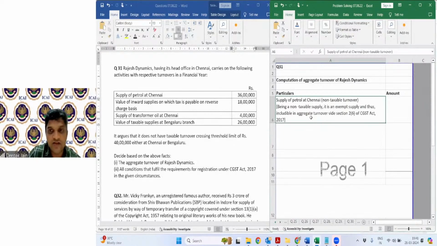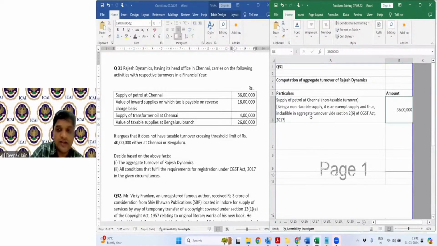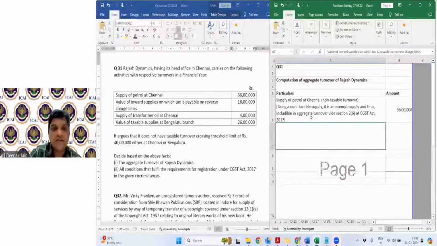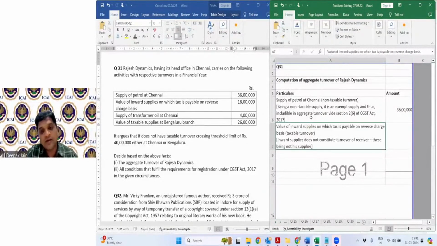Supply of petrol at Chennai. It's a non-taxable turnover, but it is an exempt supply. And exempt supply is part of the aggregate turnover. So you will include it as aggregate turnover. Then the value of inward supplies on which tax is payable on reverse charge is not to be included, because it does not constitute turnover. Even though you have to pay tax under reverse charge, it is not included in your aggregate turnover.